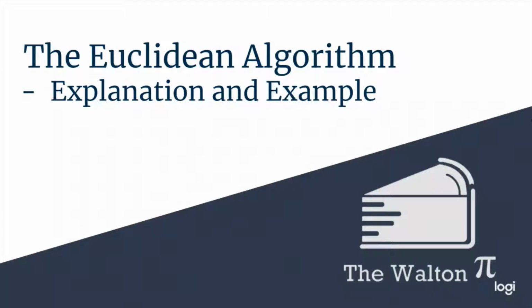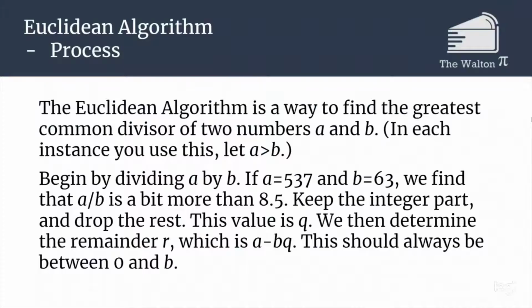Today we are going to be talking about the Euclidean algorithm, what it is and how to use it. So, the Euclidean algorithm is a way to find the greatest common divisor of any two numbers, a and b. Anytime we're doing this, we're going to just assume that a is bigger than or equal to b. So we start by dividing a by b.